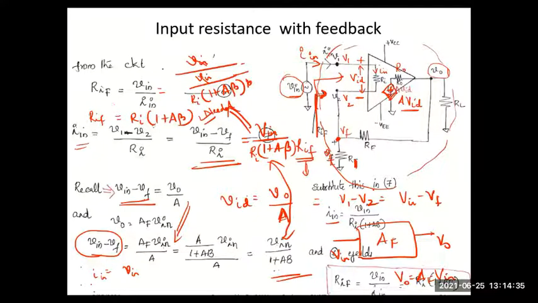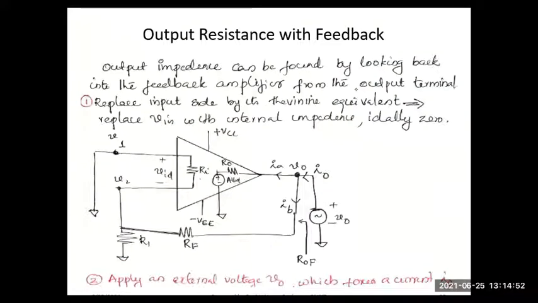So all what we are doing is just mathematical manipulations. And one thing you should remember is to write the Thevenin's equivalent circuit inside the op-amp. After that, you are just manipulating. Any doubts with this? Okay, if you don't have any doubts, we'll stop here. We'll do the output resistance in the next class.